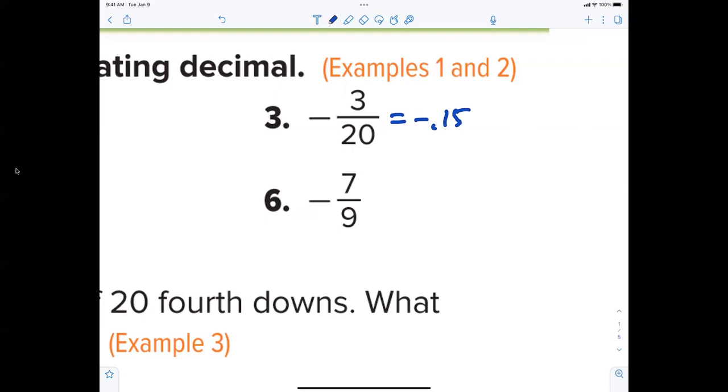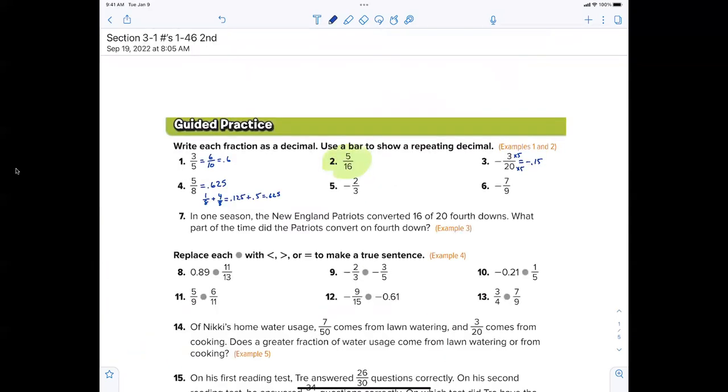Why is it that? Because you want to make it out of 100. So I multiplied it by 5, multiplied it by 5. You with me now? 3 times 5 is what? 15 over 100. It's the same as 0.15. We're good? All right.